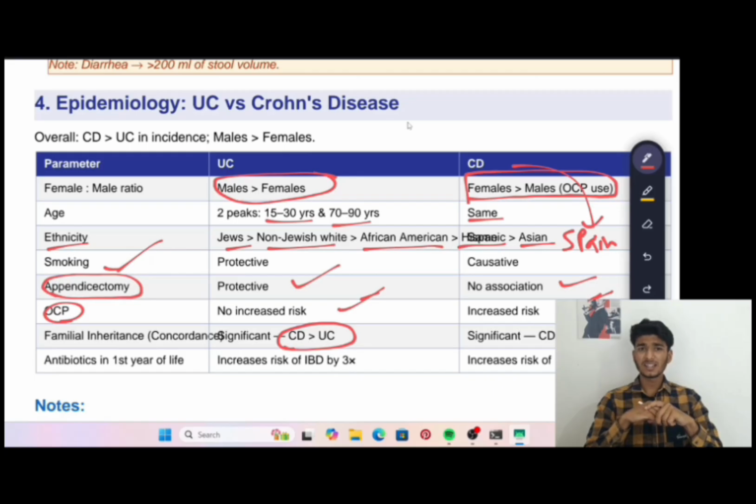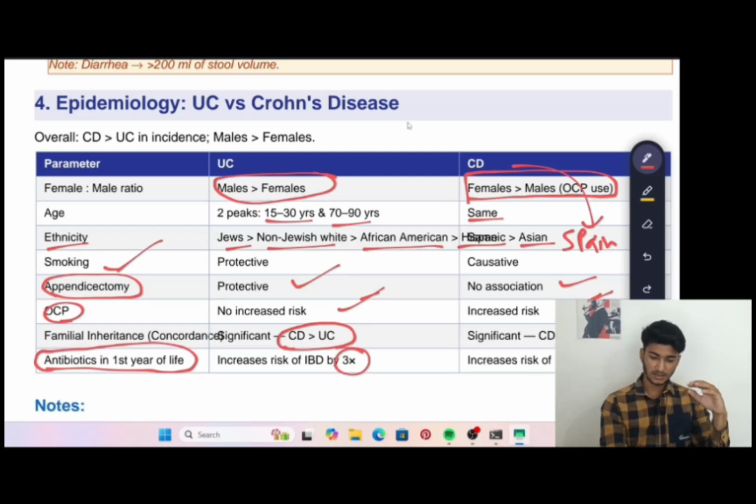And in the pediatric setting, what we can say: if there is an increase in the use of antibiotics within 1 year of lifespan, then the child is at risk of developing IBD by 3x. 3x is too much. Here, doctors want to cure their patient, so they will start giving antibiotics in less than 1 year. But in the long term, it will cause a very defective thing, that is an increased risk of IBDs.